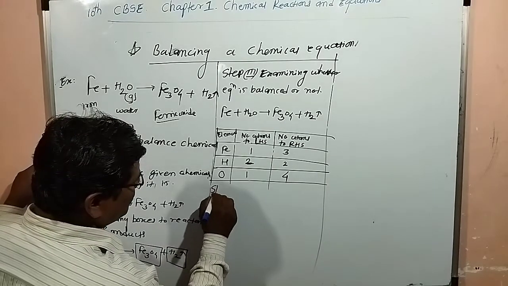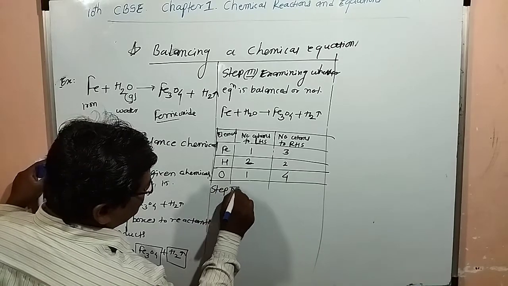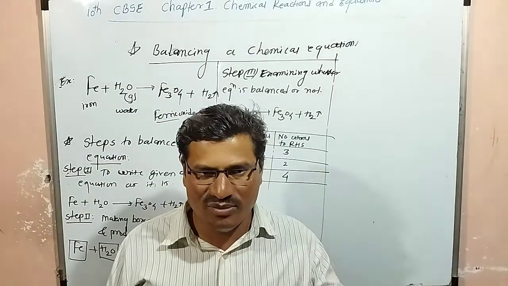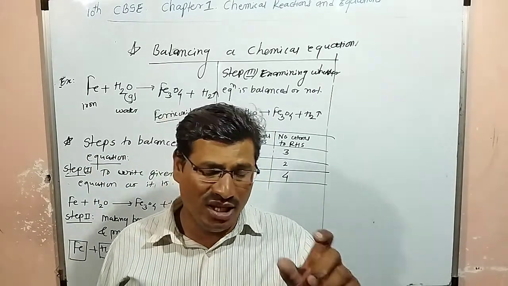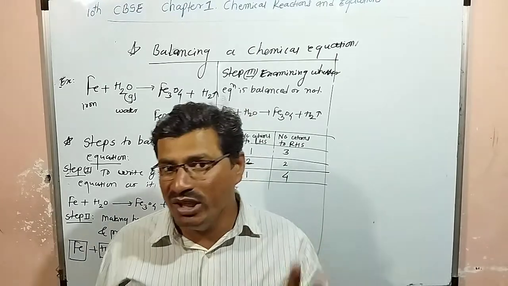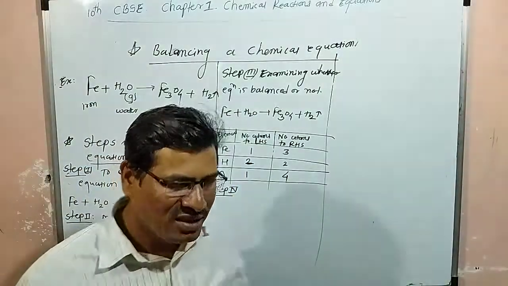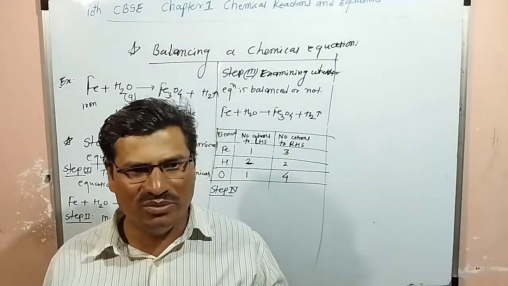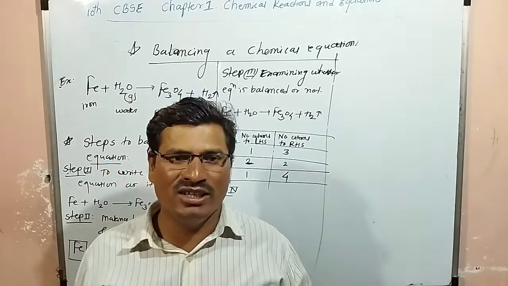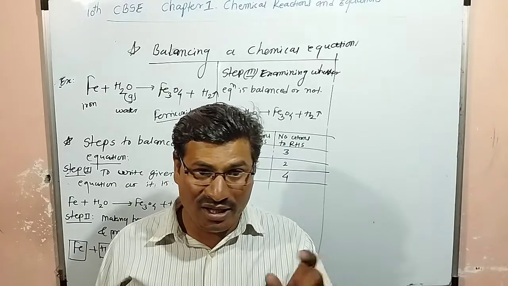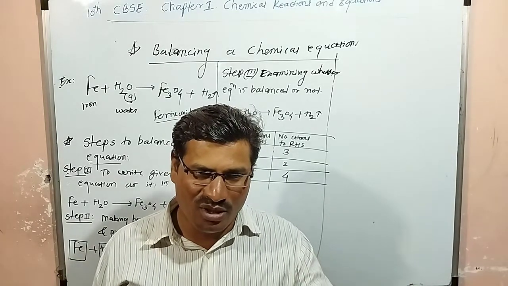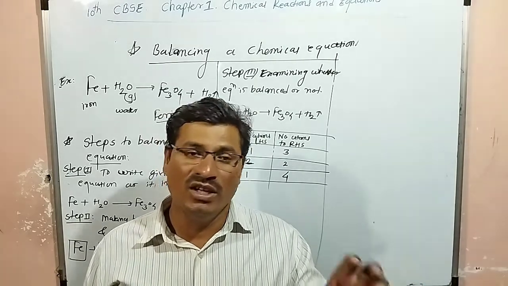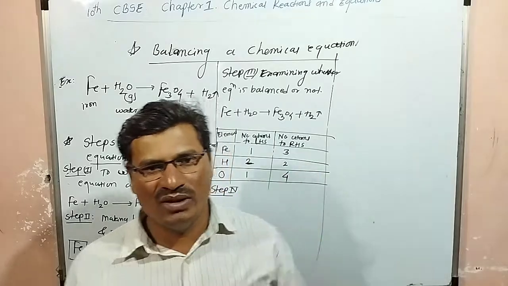Step number 4: while balancing the chemical equation, you have to select that particular atom which is convenient, meaning easy, to balance. You have to consider that particular chemical substance which has the maximum number of atoms.